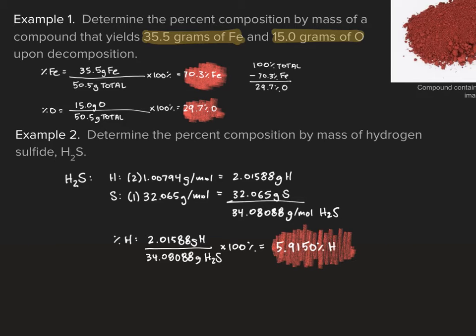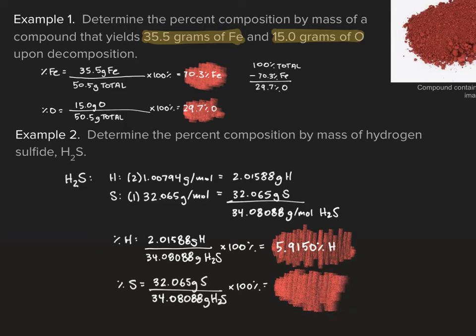Or alternatively, I could take the 32.065 grams of sulfur in the mole of that hydrogen sulfide compound, divide it by our overall molar mass of the 34.08088, and multiply by 100 to express that as a percentage again. And in doing so, I end up with a percentage of sulfur of, by my calculations, 94.085% sulfur. So either way we go about calculating percent composition by mass, it's a fairly straightforward process.